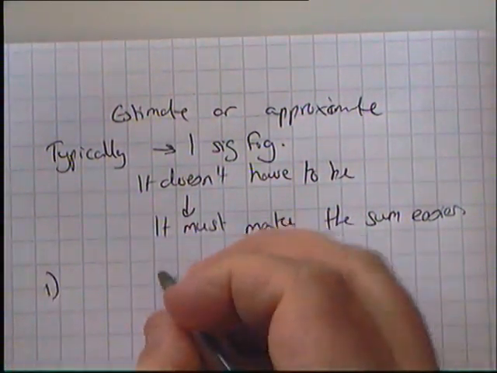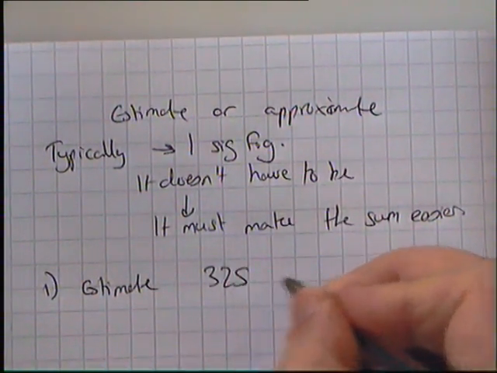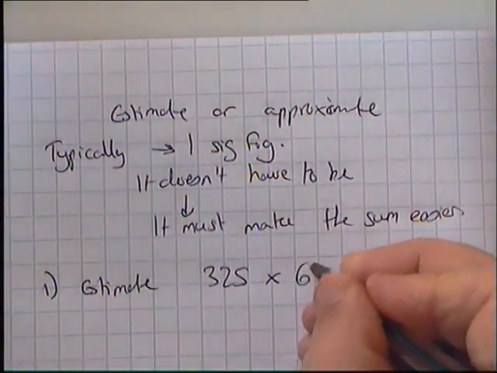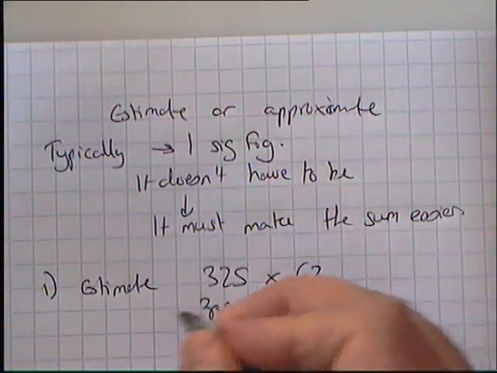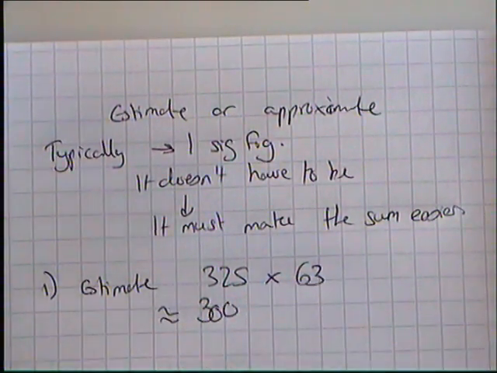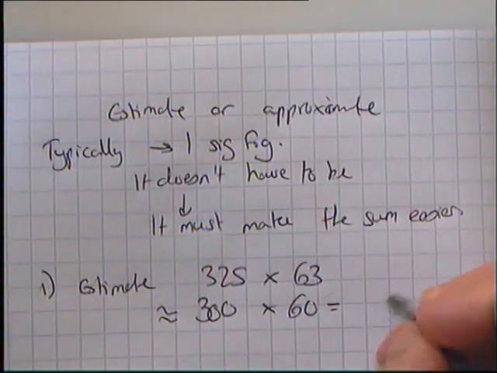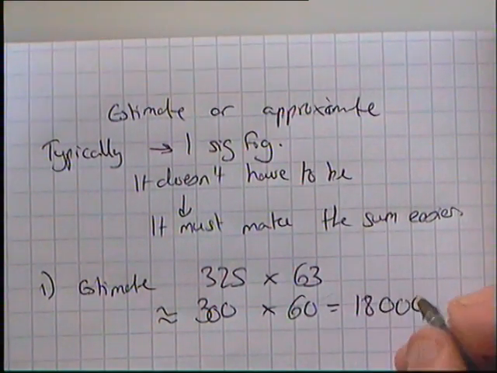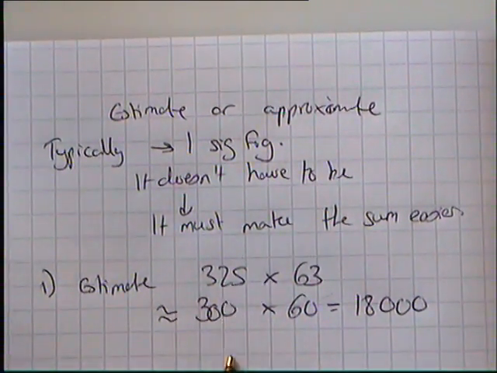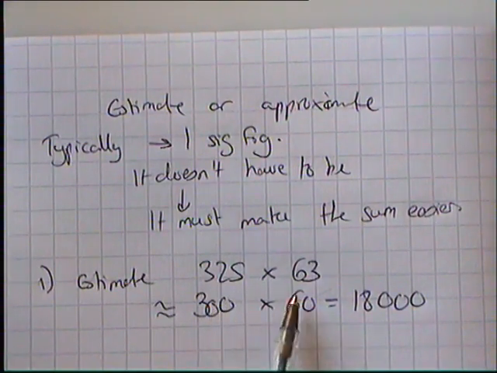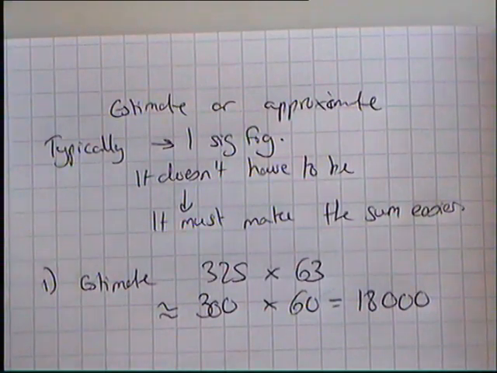Question one, estimate 325 times 63. What they'd expect to see is that's about 300. We use the curly equal sign, so it's about 300 times 60. And we know that 6 times 3 is 18, and we've got the 3 zeros afterwards. So it's about 18,000. Now, this would be an underestimate because I've made this number smaller and this number smaller. So this number is actually smaller than the overall answer.